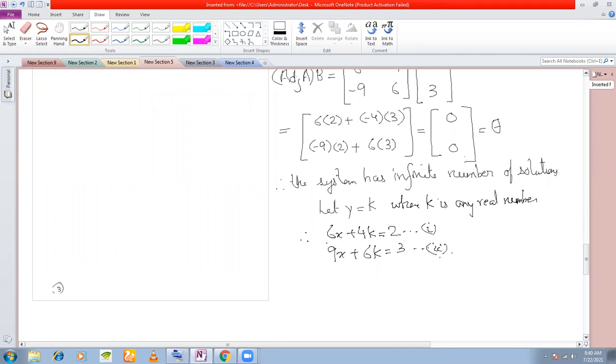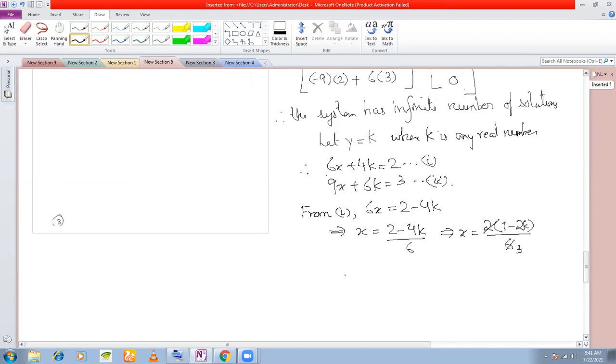So let us choose 1. You can choose 2 also, no problem. From 1, what do you get? You get 6x is equal to 2 minus 4k. That means you get x is equal to (2 minus 4k) divided by 6. That means x is equal to 2 times (1 minus 2k) divided by 6. Cancel this. So you get x is equal to (1 minus 2k) divided by 3.